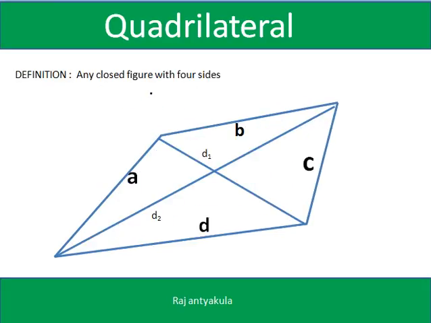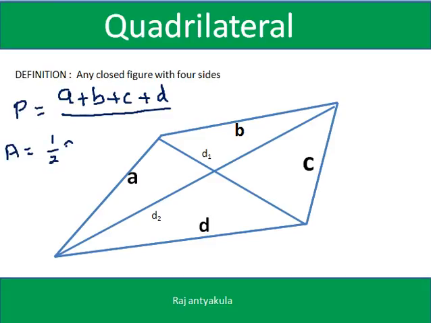See, once again I am repeating, what is a quadrilateral? Any closed figure with four sides we call it as a quadrilateral. What is perimeter of a quadrilateral? Perimeter is nothing but adding outer dimensions. Here, according to this figure, perimeter is nothing but A plus B plus C plus D. What is area of a quadrilateral? Area of a quadrilateral equals half D1 D2 sine theta. D1 and D2 are two diagonals and theta is the angle between them.